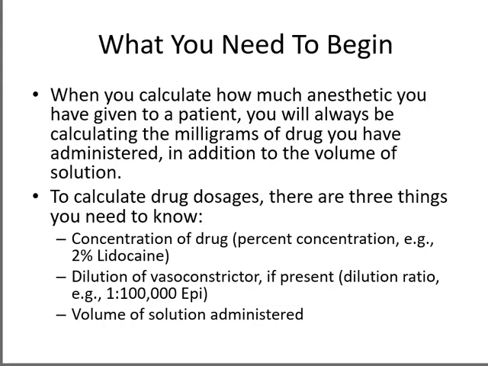The concentration of the local anesthetic drug, for example, lidocaine is 2%, mepivacaine is 3%, articaine and prilocaine are 4%. The dilution of the vasoconstrictor, if present. Not all cartridges contain a vasoconstrictor such as epinephrine, and those cartridges are considered plain. But if the vasoconstrictor is present, you usually see it in a dilution ratio of 1 to 100,000, and also the volume of the solution administered.